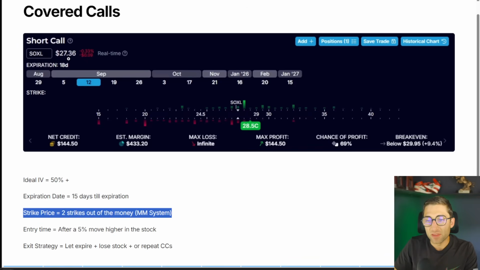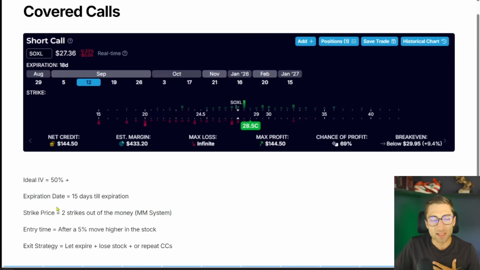So if we're at 27.30 here for Soxal, we go 2 weeks out, 1, 2. It's about 18 days. And we go 2 strikes higher than the current strike, which is at the money. So 1, 2. That brings us to 28.5. What happens here is that you could have the stock run higher and you still make money. You can make 9% return. So if in 2 weeks the stock pushes up, we hit 28.50, we would exit for 9% return.